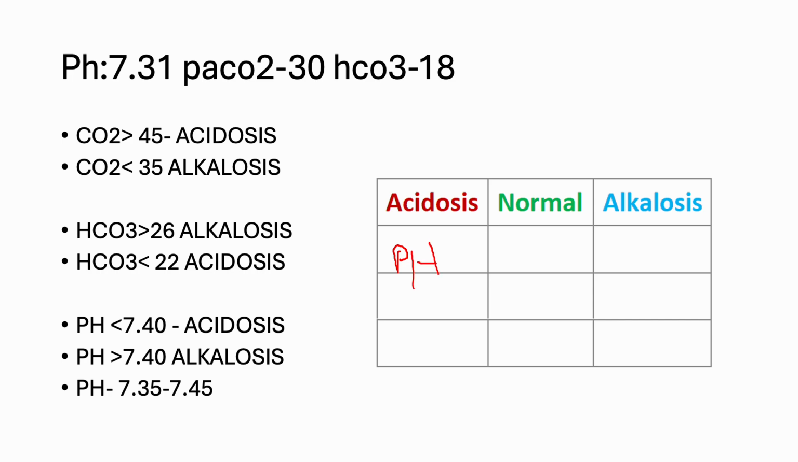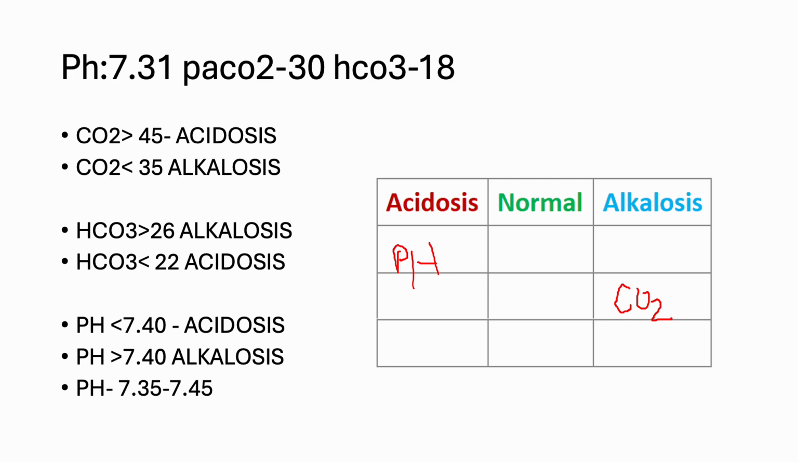All right, so then our PCO2 is 30. So normal PCO2 is 35 to 45. So the PCO2 is low, so that's going to be considered alkalosis. So we're going to come over here and write CO2.